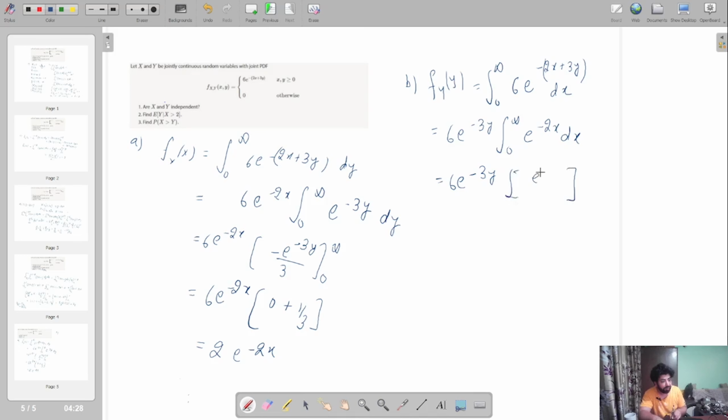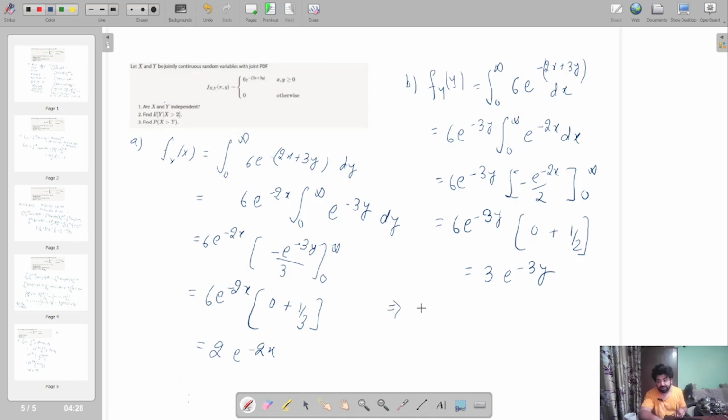Once I integrate this, it will come out to be this, and I have the range 0 to infinity. So I can write 6 e to the power minus 3y, and when e to the power minus infinity is 0, this will be 1/2. So I can say this will be 3 e to the power minus 3y. Alright. Now what next is I have to actually multiply these two.